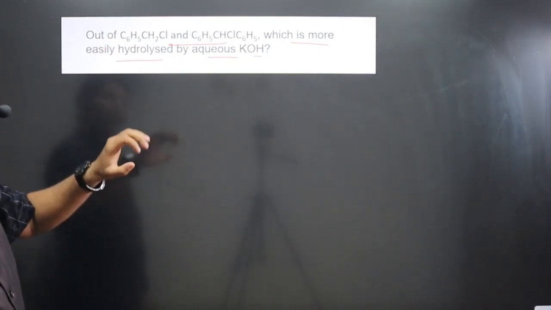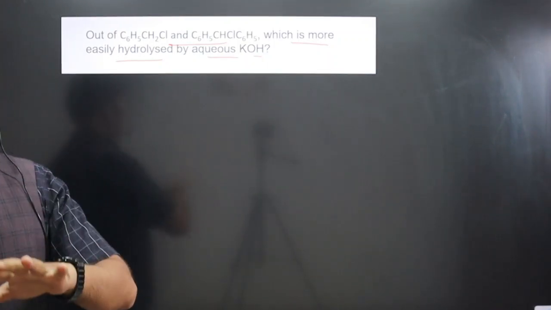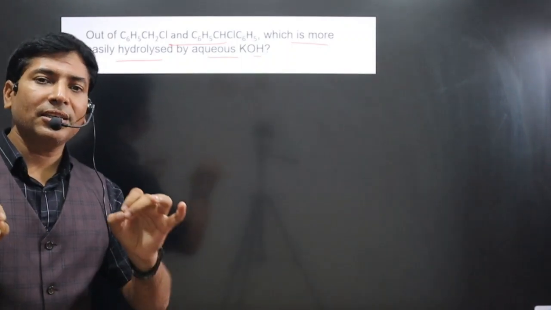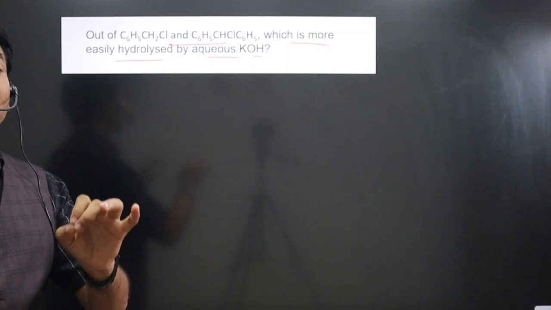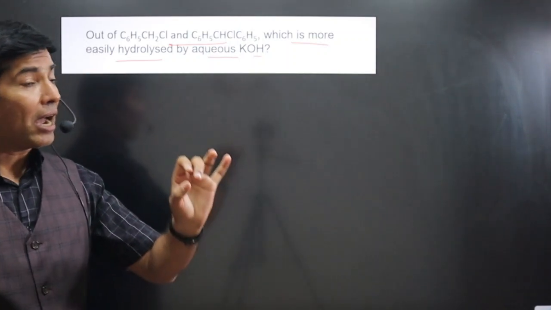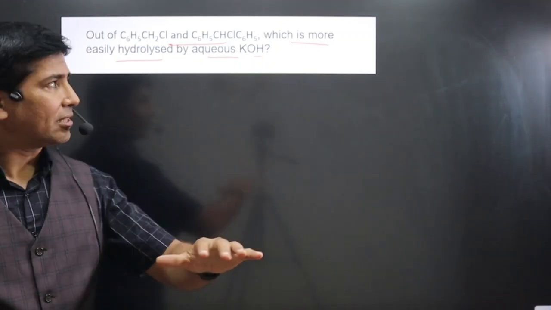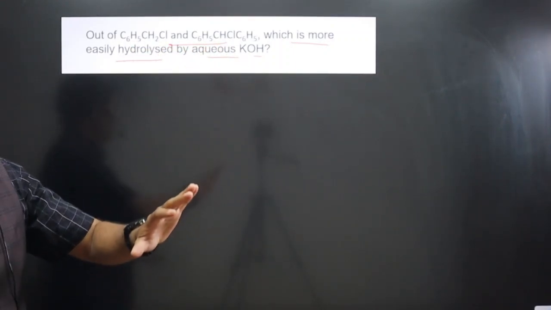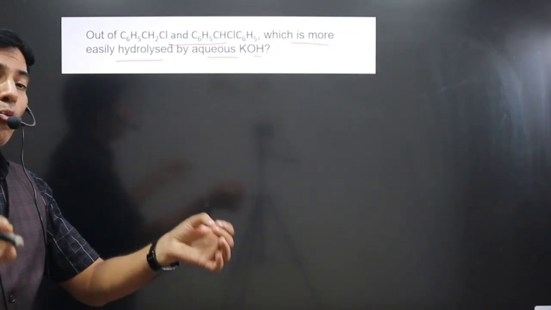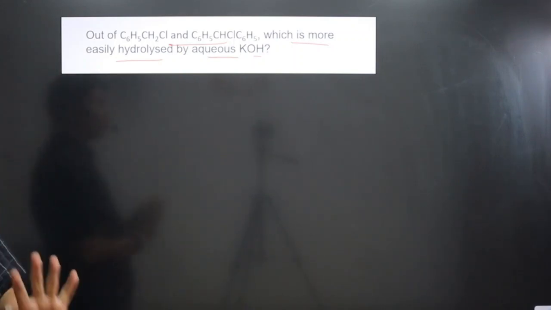Always keep in mind, the rate of hydrolysis we determine based on the stability of carbocation. Higher the stability of carbocation, higher is the tendency to get hydrolyzed. Very simple concept. Out of these two aryl halides, the aryl halide which forms the more stable carbocation will have a greater tendency to get hydrolyzed. Based on this we are going to answer this question.